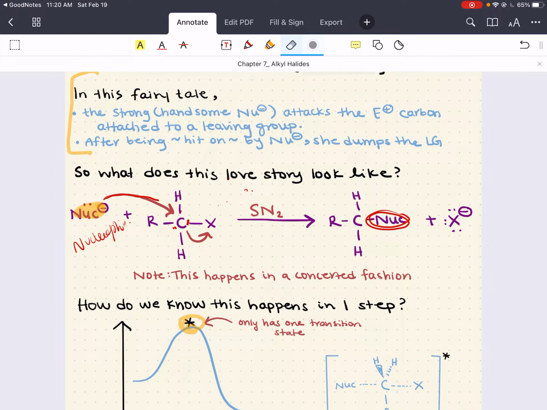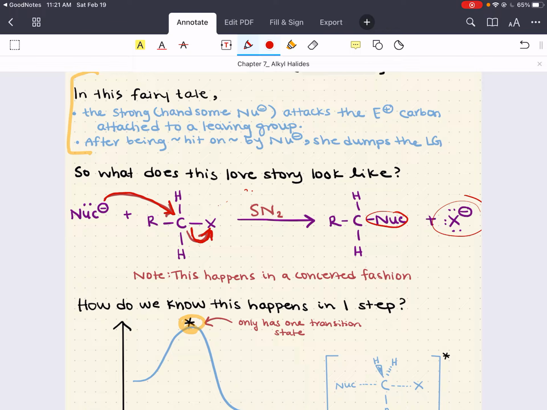The way you draw the arrows for this reaction is as such. For the nucleophile, you draw an arrow to the carbon that it attacks. The bond between the carbon and the halogen breaks, so you want to draw it at the bond here. The halogen group leaves, it goes bye-bye, and instead we attach the nucleophile to the carbon. Remember, this happens in a concerted fashion, in one step.